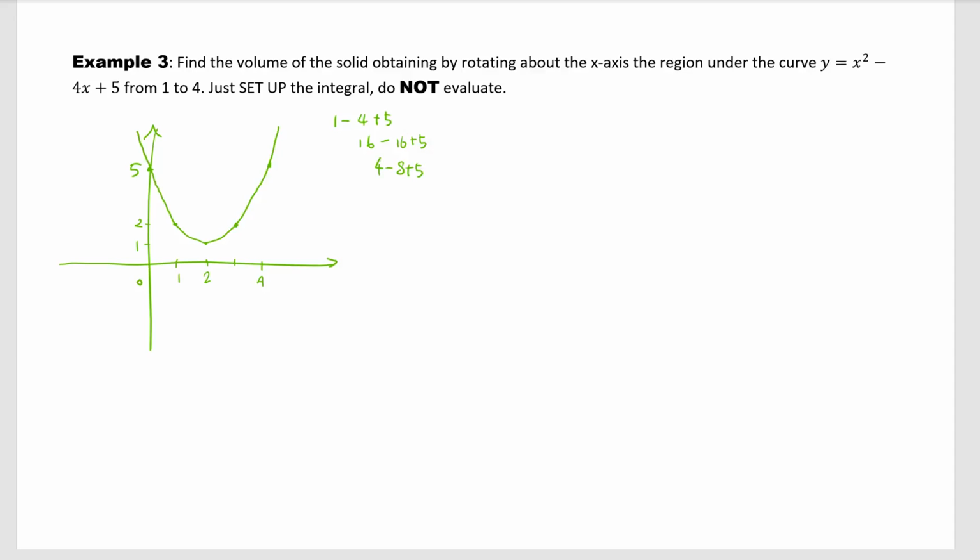Okay, so this is the parabola, and we are looking at the region under the parabola from 1 to 4. So this is the region we want to rotate, and we want to rotate about the x-axis. So far, so good. So this is the first step: we sketch the graph, and then we figure out the region, and we write down the rotation axis. Second, we're gonna draw the rectangle.